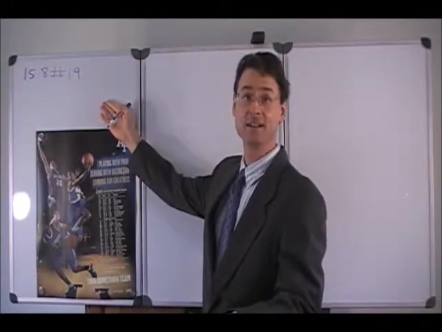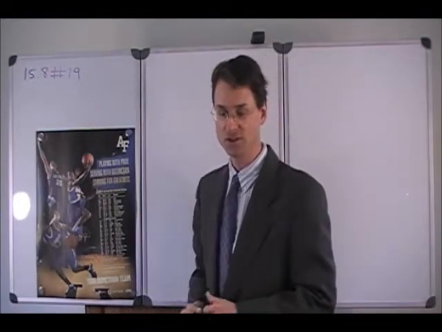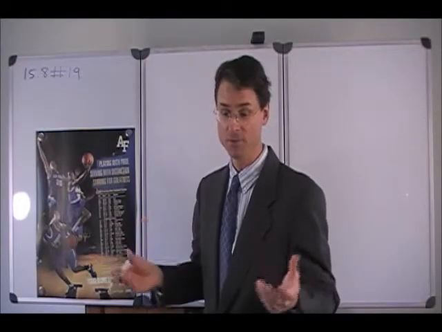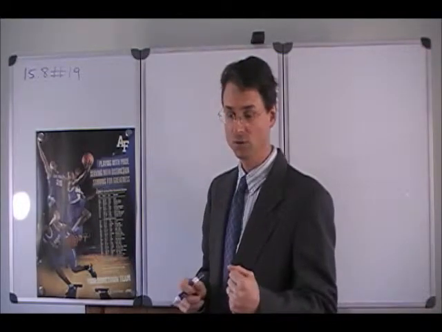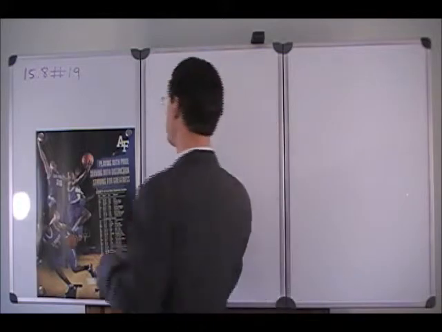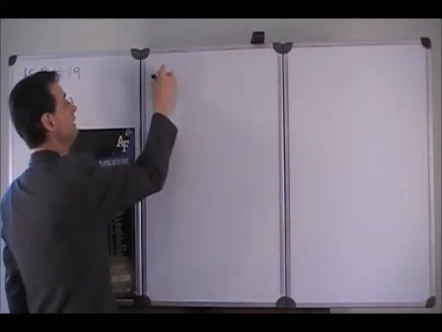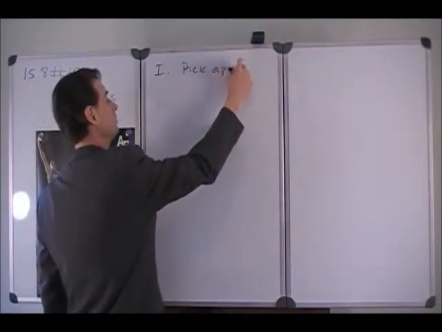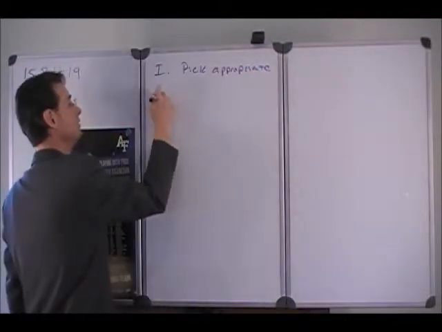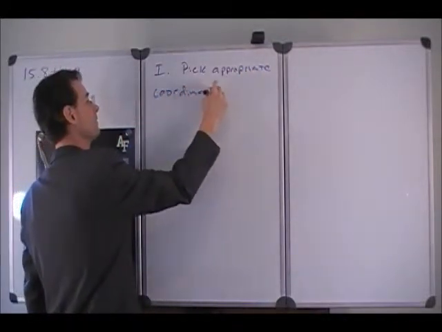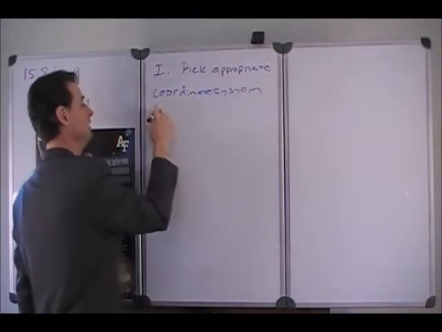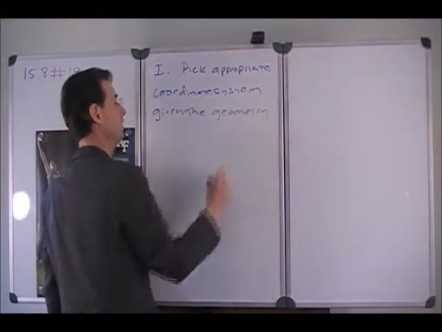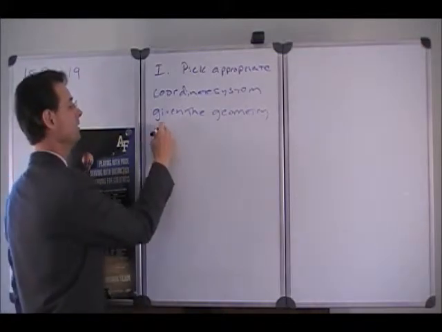Okay, the task at hand is 15.8, number 19, and the instructions say to set up the triple integral of an arbitrary continuous function in cylindrical or spherical coordinates over the solid that's shown. So the big idea is really to pick an appropriate coordinate system given the geometry, or one could also say the symmetries of the region.